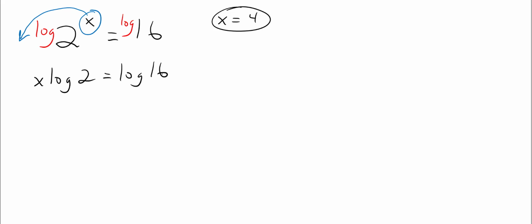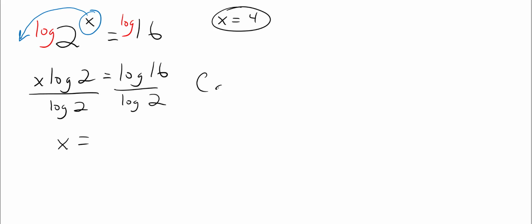So that's x times log of 2, and it's like saying 3x equals 6. How do you solve for x? Well, you divide both sides by 3. So this is x times log of 2. How do you get rid of that log of 2? You divide by log of 2. Okay? And here's the deal.